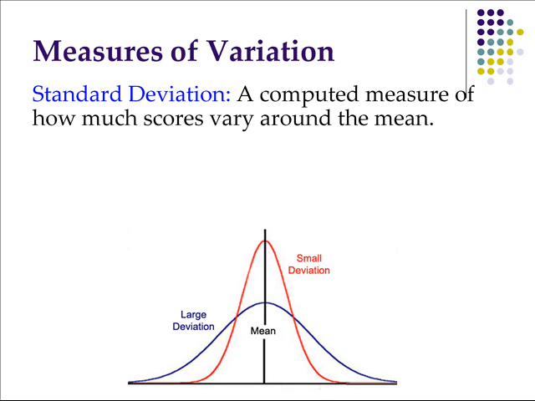Here you can see 2 distributions of scores with the same mean. However, the blue distribution varies a lot, as demonstrated by how flat and wide it is. The red distribution varies substantially less. Therefore, the blue distribution has a larger standard deviation than the red distribution.